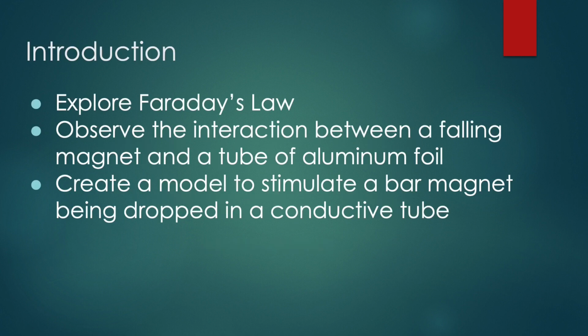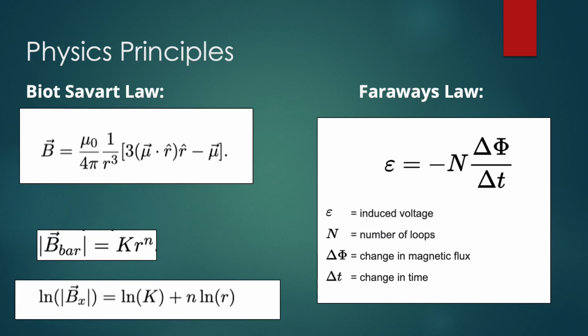To begin, the purpose of this lab was to explore Faraday's Law and observe the interaction between a falling magnet and a tube of aluminum foil. We used a magnet and aluminum foil to create this scenario in order to observe magnetic fields and flux in real life. In addition, we also wanted to create a computational model to simulate a bar magnet being dropped through a conductive tube such as aluminum foil to simulate what we are observing in real life.